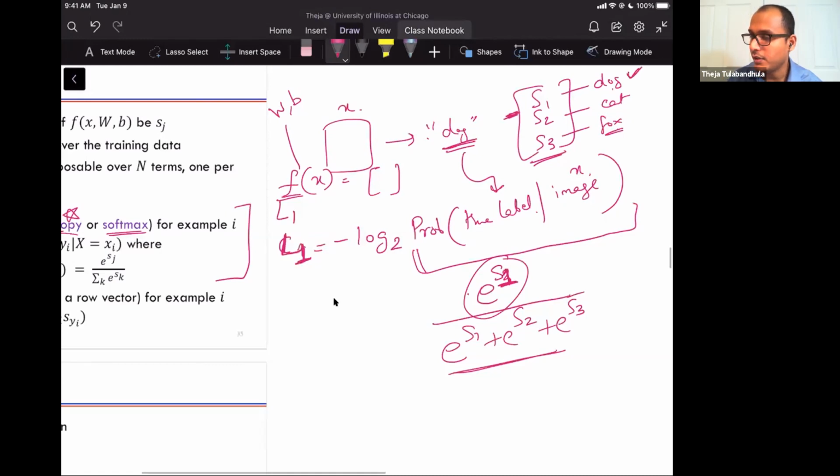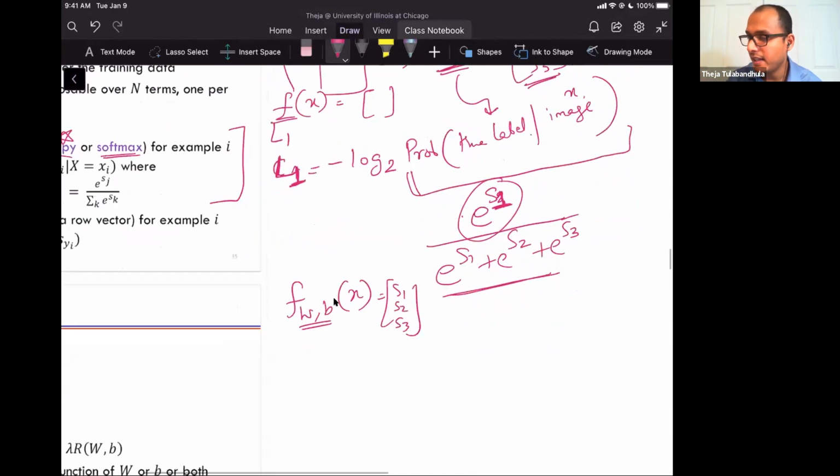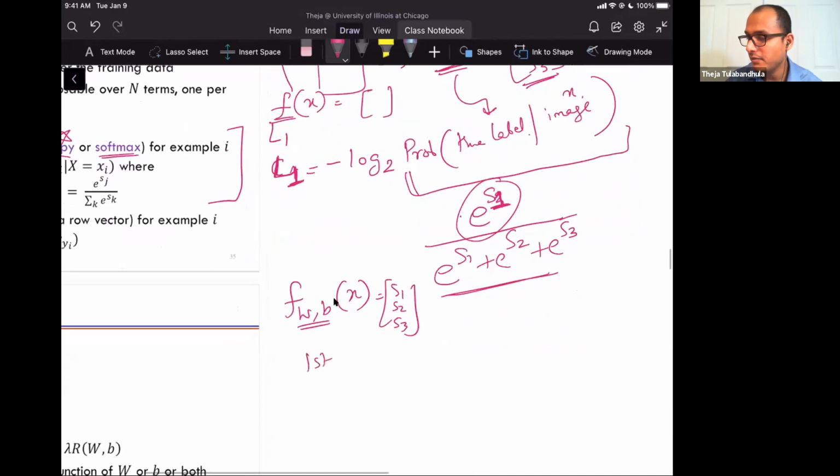So now you say, hey, can you again tell me how you are scoring the model? Remember, the model F has parameters W and B. It takes input X and produces the scores S1, S2, and S3. So clearly S1, S2, S3 depend on W and B. Now, given W and B, for the first example, your loss is equal to, because I know that it's supposed to be dog, negative log of e to the power s1 divided by this denominator.